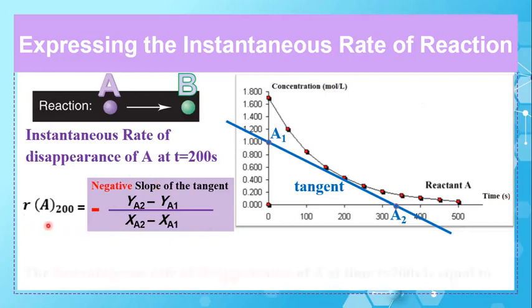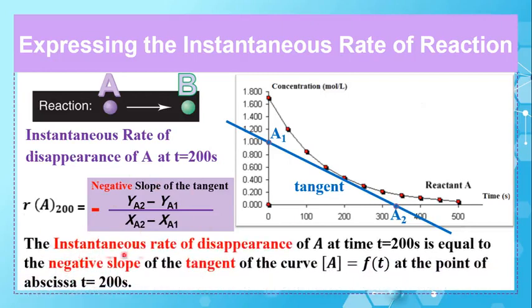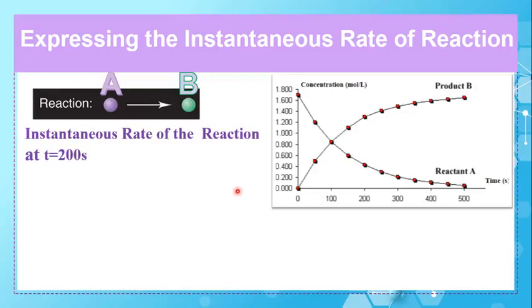positive value. So what we have to memorize is that the instantaneous rate of disappearance of reactant A at t equal to 100 seconds is equal to the negative slope of the tangent of the curve concentration of the reactant equal f of t at the point of abscissa t chosen. Here we have chosen t equal to 100 seconds. What about the instantaneous rate of the reaction at t equal to 100 seconds? The instantaneous rate of the reaction at t equal to 100 seconds is equal to the instantaneous rate of disappearance of A at this instant, or it is equal to the instantaneous rate of formation of B at this instant.